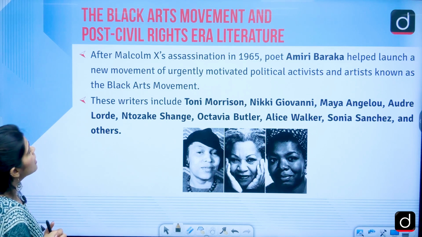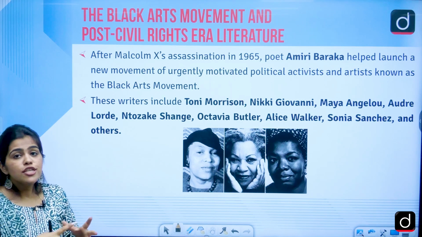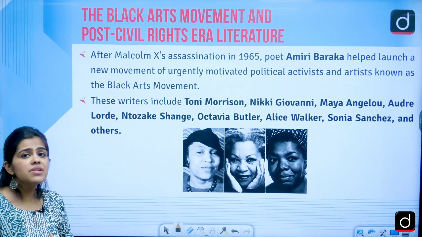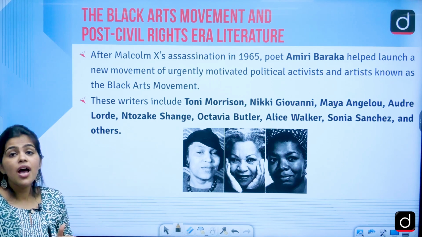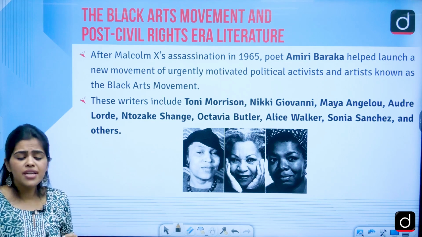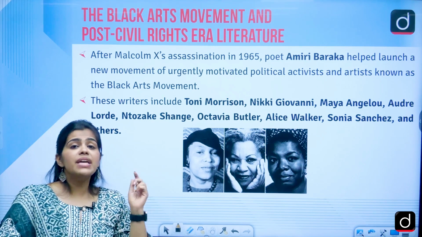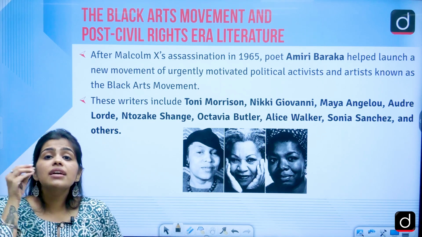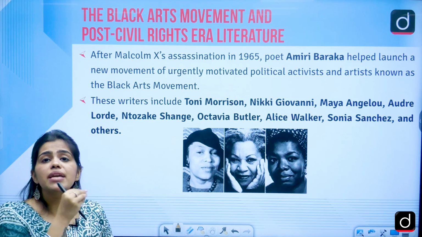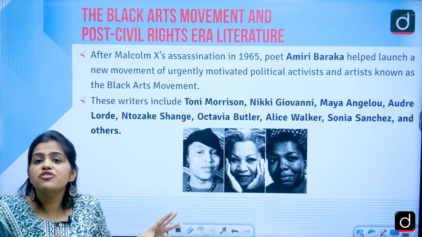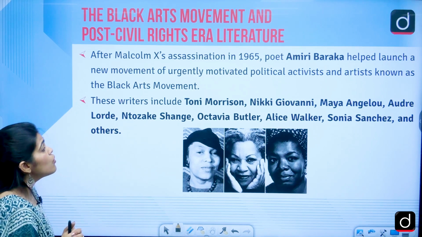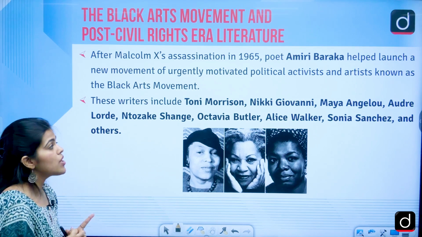Then we have the Black Arts Movement. The Black Arts Movement, Harlem Renaissance, is a very important period related to American literature, and you cannot leave that period. If not asked in the paper, being a literature student, these are the canonical works. This is a very important time, Harlem Renaissance. You need to be very clear with the Jazz Age, right? You should read in greater detail about Amiri Baraka.